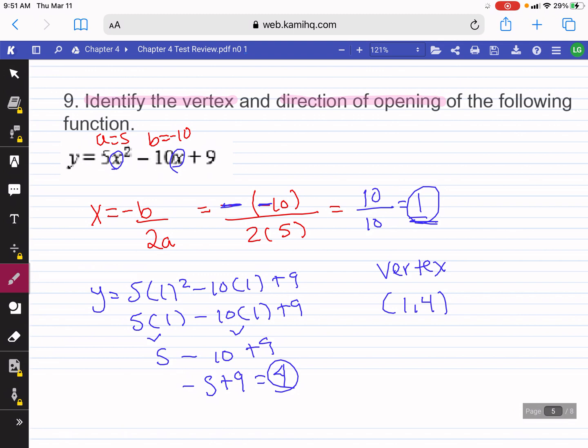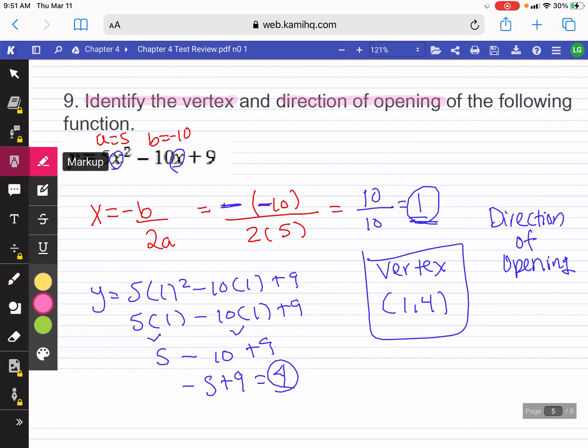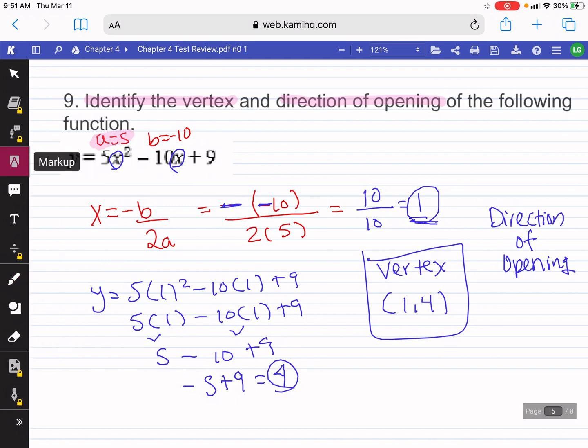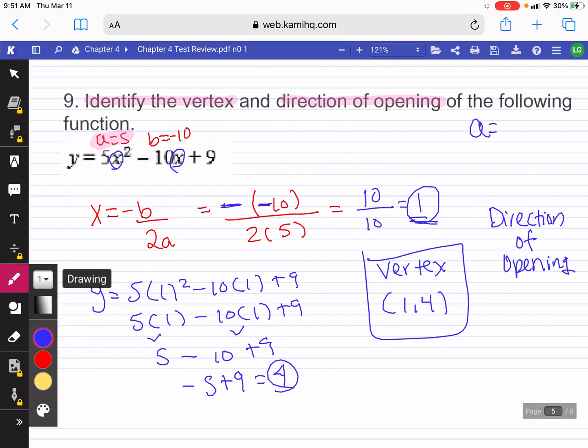It's also asking the direction of opening. For direction of opening, you look at your a value. If it's positive, it opens up. If it's negative, it opens down. So here my a is equal to 5. That means since it's positive, that it's going to open upward.